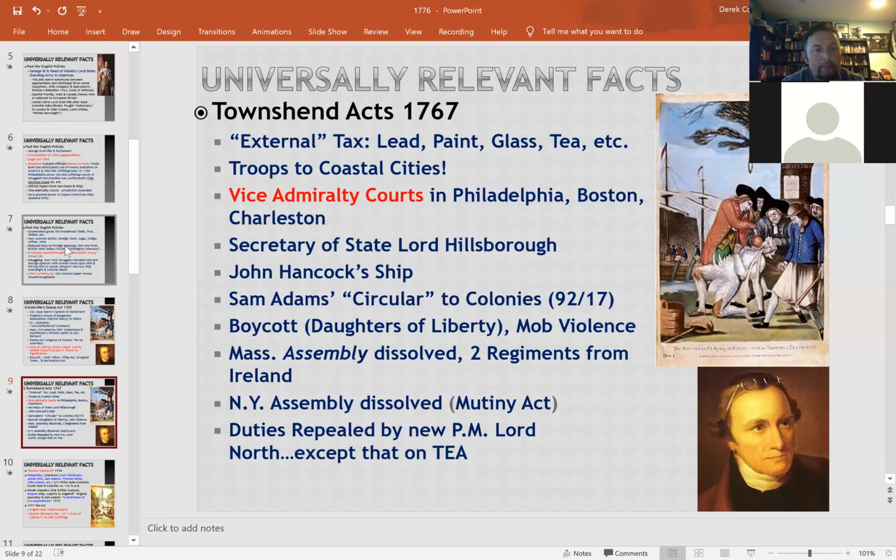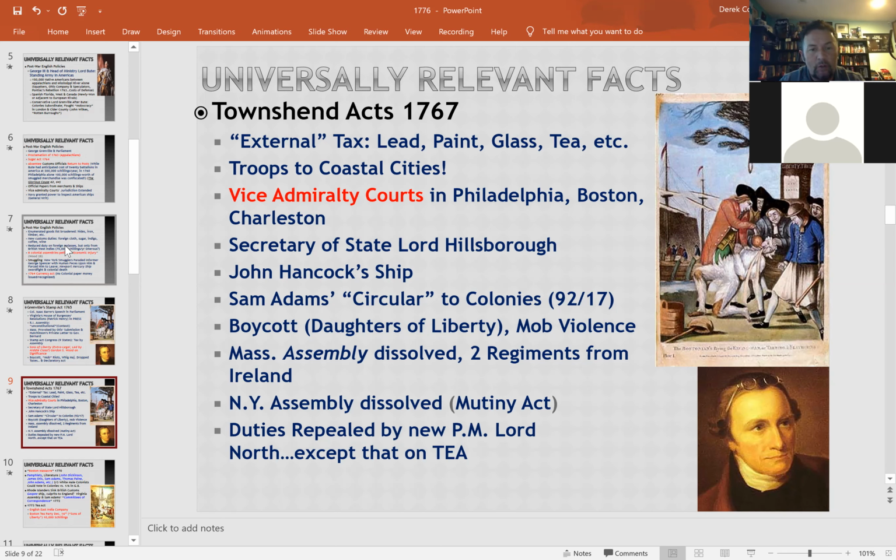And so vice admiralty courts, again, those were like the military courts. They were moved to cities like Philadelphia, Boston, and Charleston, where a lot of the smuggling was rampant. And now this was arguably to make a statement, to scare the colonists, to try these smugglers right in front of their constituents, their people, their neighbors. So John Hancock's ship was captured and confiscated. His stuff was confiscated because John Hancock became rich off of smuggling.